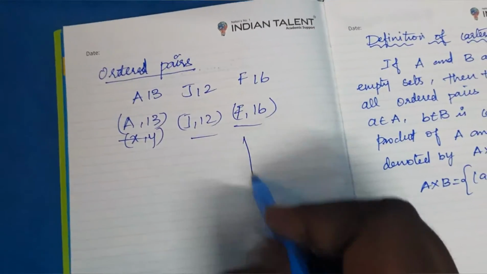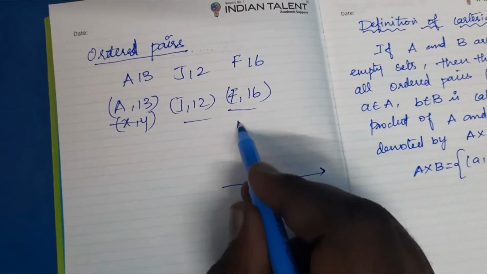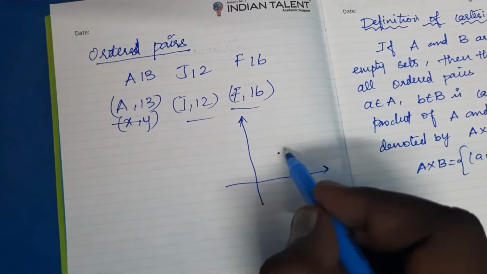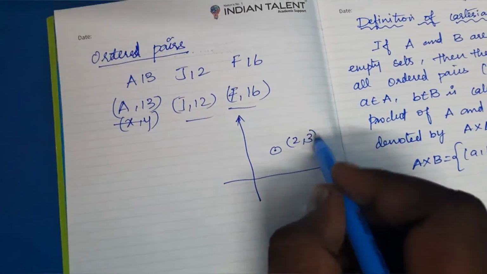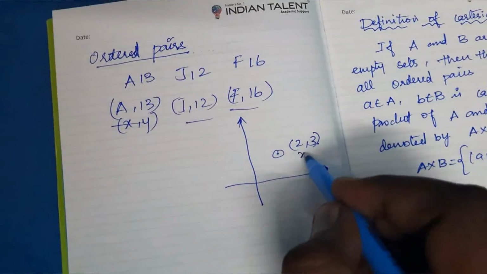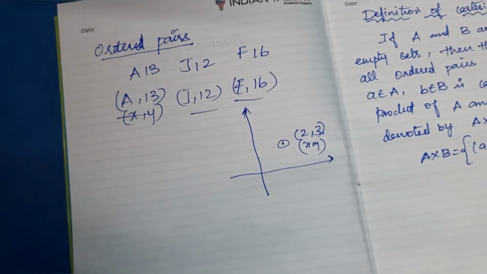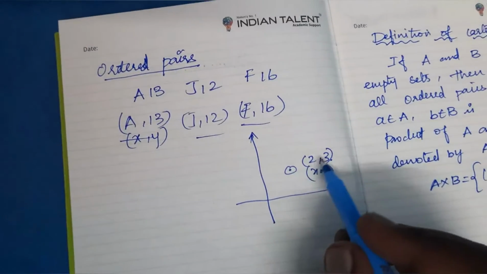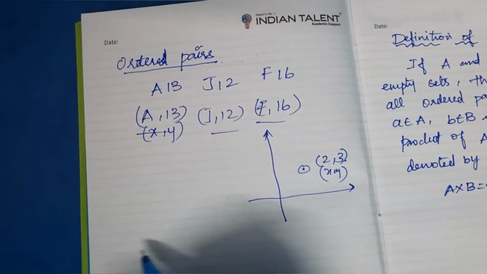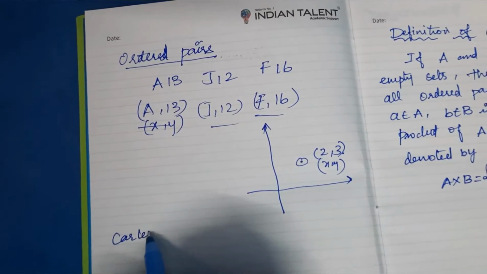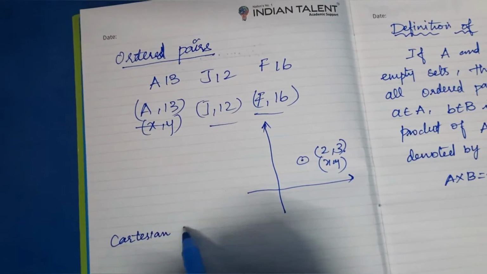Similarly, suppose in a Cartesian plane, we plot a point as 2, 3, where it is x, y. Those are called an ordered pair. 2, 3 is an ordered pair. Next we see the Cartesian product. What is the Cartesian product?